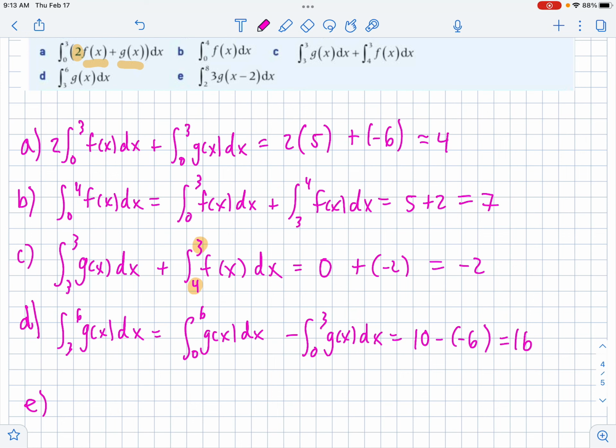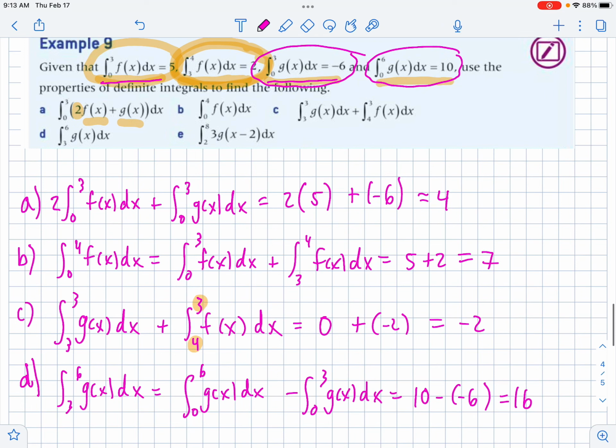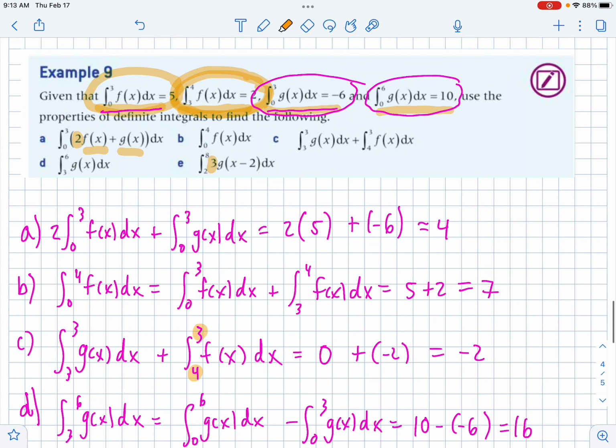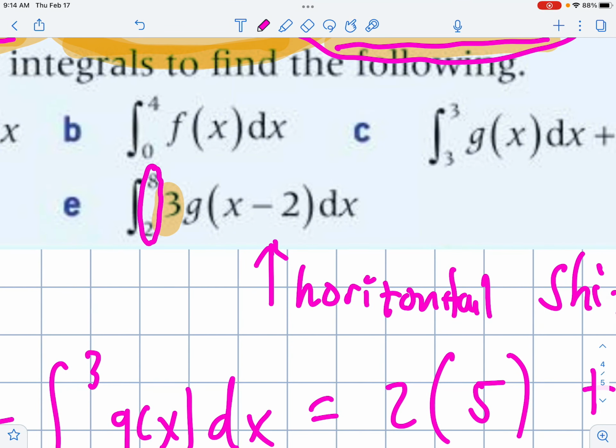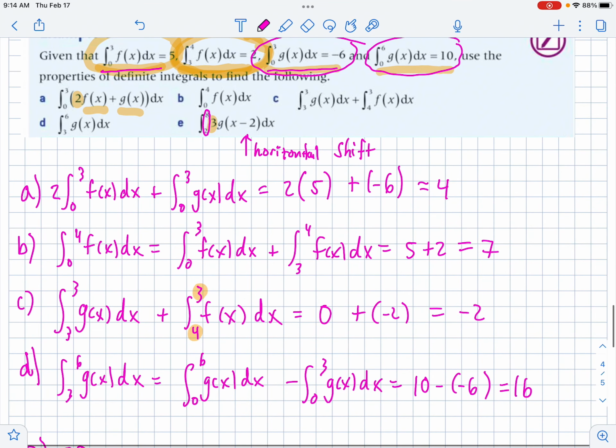All right, you guys, I'm going to let you try the last one, but I'll let you know that the answer to the last one should be 30. You're just going 2 to 8. This 3 can come out front. And then if you're going from 2 to 8 on g, oh, this one's kind of tricky. This is a horizontal shift from transformations, so it doesn't actually change the area. So you can actually take 0 to 6 instead of 2 to 8, because this is a distance of 6 on the x-axis. Come see me in class if you want to see how to do that one. All right, guys. Good luck.